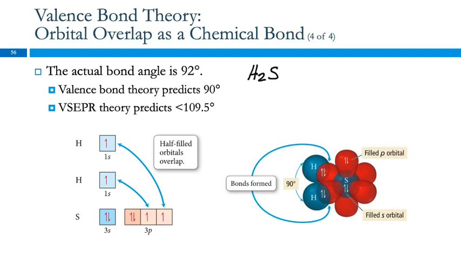So this would predict that the bond angle here, this is a bond and this is a bond, would be 90 degrees.